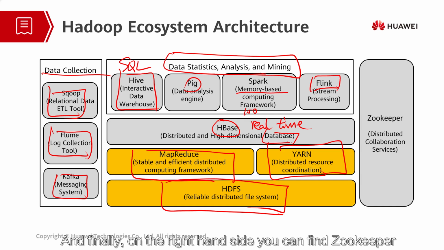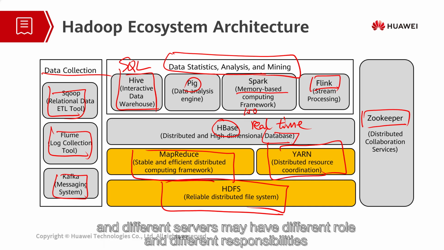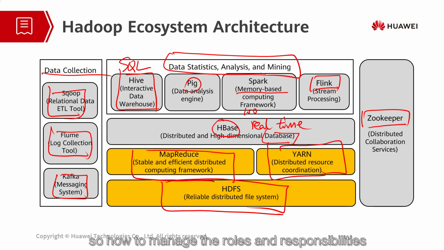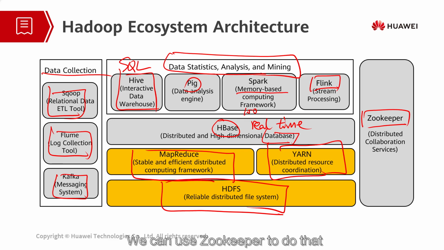And finally, on the right-hand side, you can find Zookeeper, which is a distributed collaboration service. Because we have many servers in the same cluster, and different servers may have different roles and different responsibilities. So how to manage the roles and the responsibilities and how to monitor the working status for different servers, we can use Zookeeper to do that.